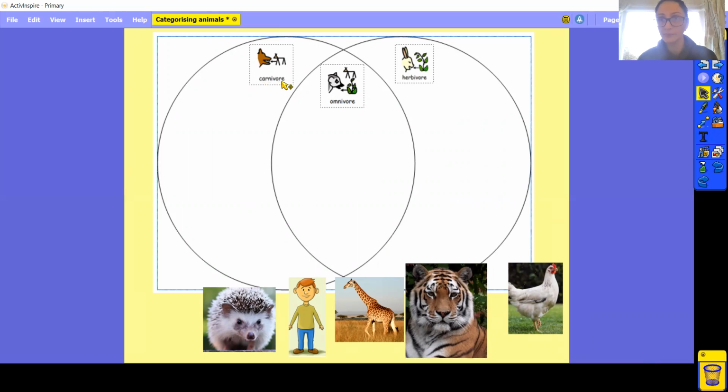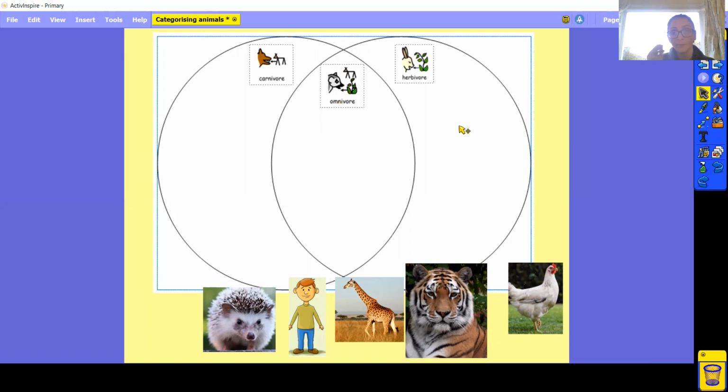Can you say carnivore again? Brilliant. We have a herbivore. So remember, herbivores are plant eaters. So can you say herbivore? Super. And then in the middle, we have an omnivore. So we have omnivores that are both plant and meat eaters.